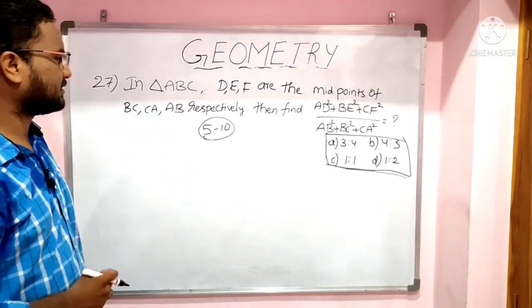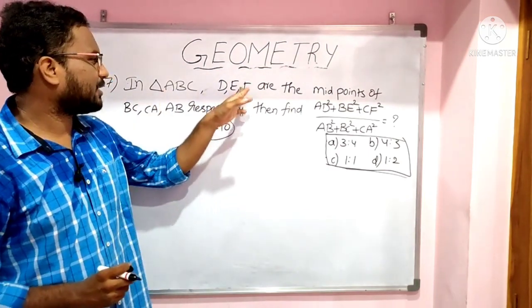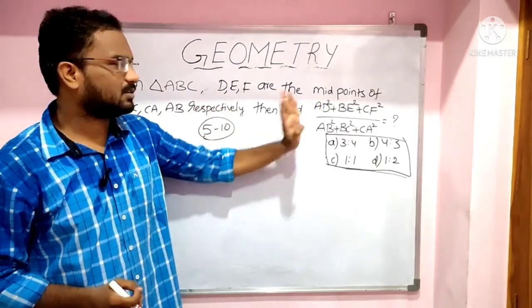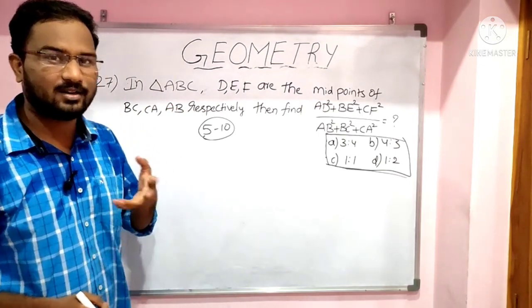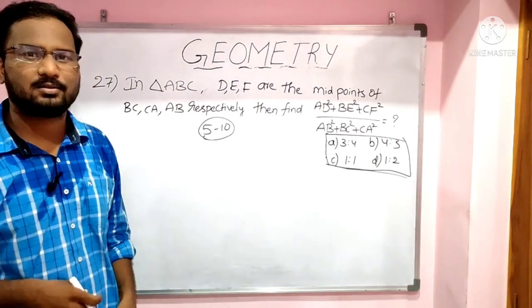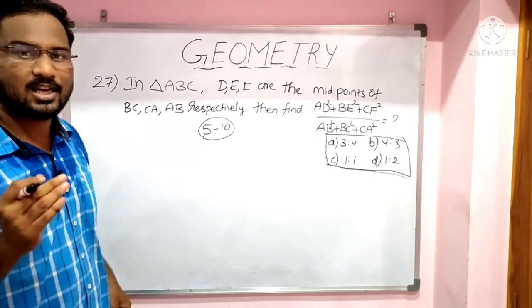First of all, what is given: in triangle ABC, D, E, F are the midpoints of BC, CA, AB respectively. Then we need to find the relation between these two. So he has not mentioned any specific triangle. He has given only triangle ABC. So I will consider this as an equilateral triangle.